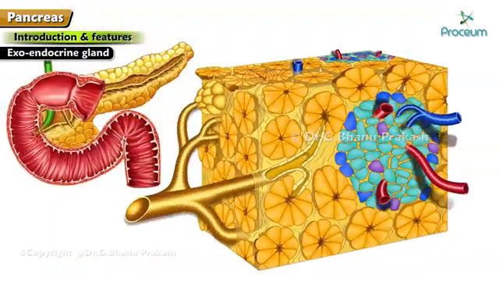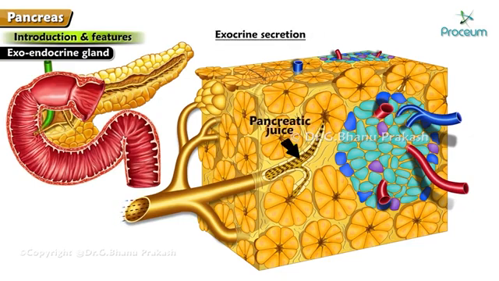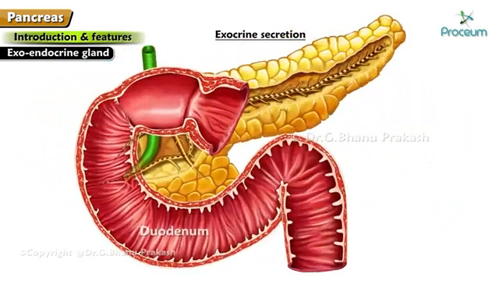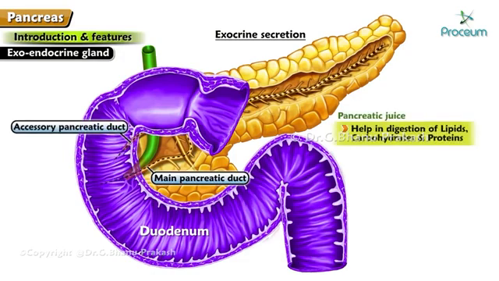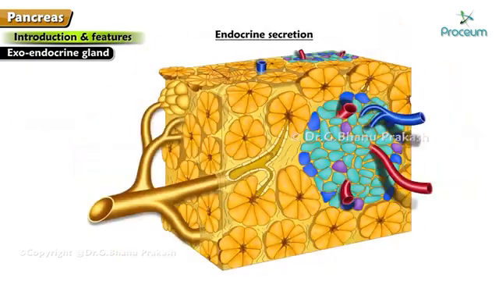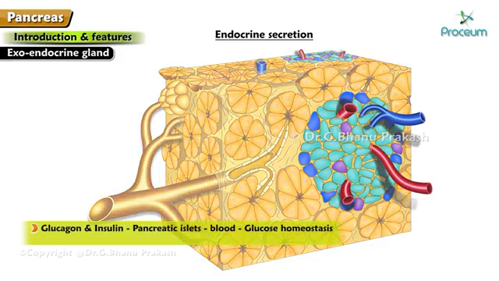It is an exoendocrine gland which produces an exocrine secretion, pancreatic juice, from the acinar cells, that enters the duodenum through the main and accessory pancreatic ducts and helps in digestion of lipids, carbohydrates, and proteins. Endocrine secretions, glucagon and insulin, from the pancreatic islets enter the blood and help in maintaining glucose homeostasis.